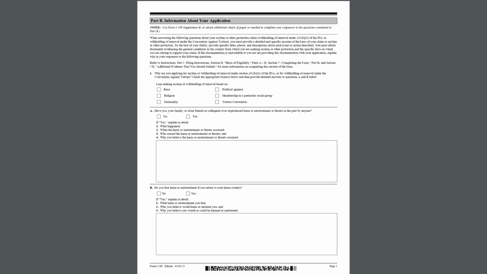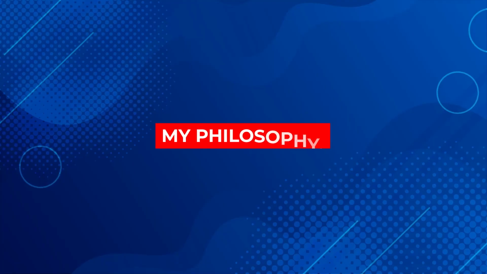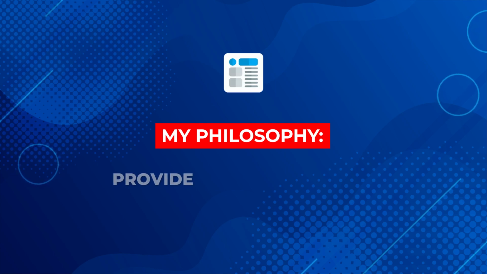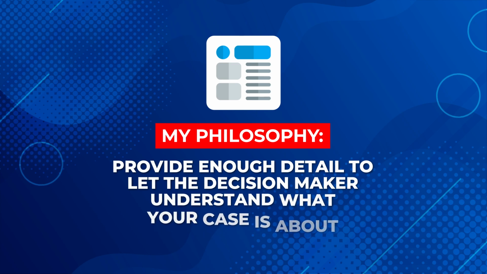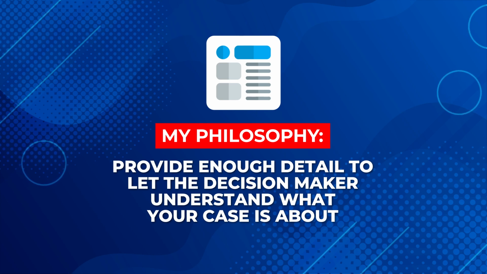Let's continue. We're ready for Part B, titled Information About Your Application, which begins at page 5 of Form I-589. This is the substantive part of the asylum application. It's where we're explaining what has happened and why you're afraid to go back to your country. Before we dive in, let me say a few words about my philosophy for how this should be approached. I think you should provide enough detail in response to the substantive questions to let the decision maker, the asylum officer or immigration judge, understand what your case is about. But you do not need to be hyper-detailed.